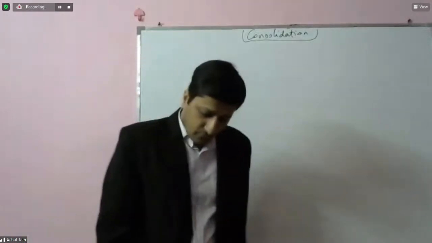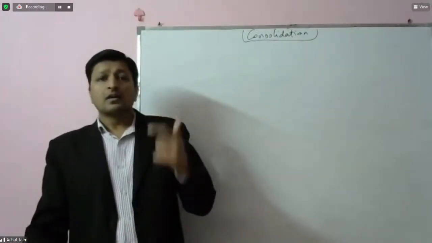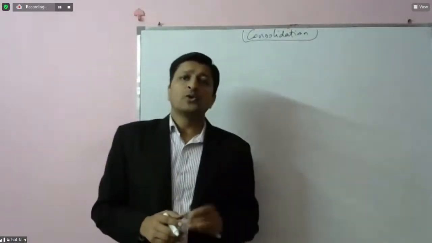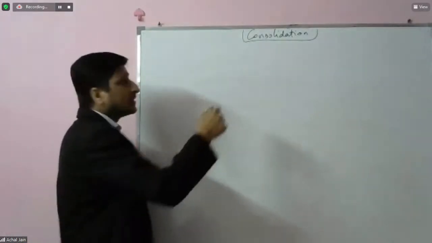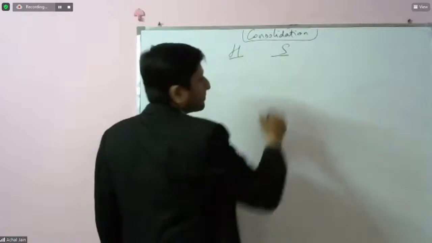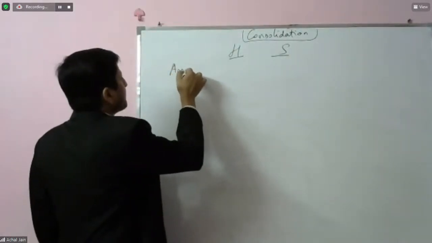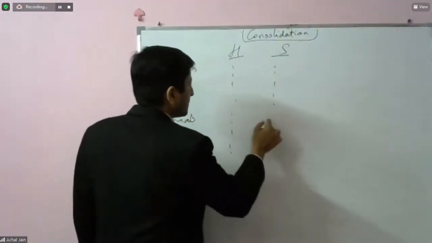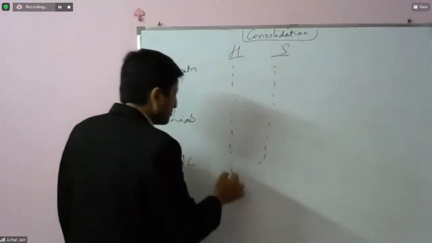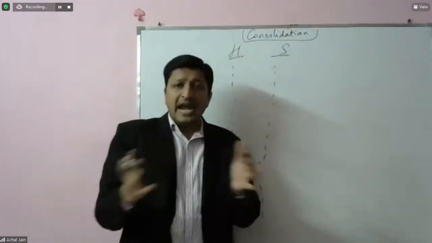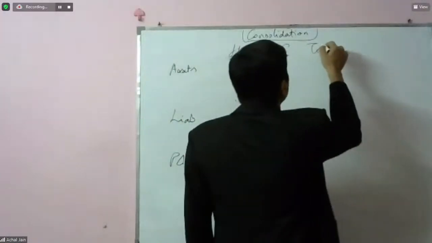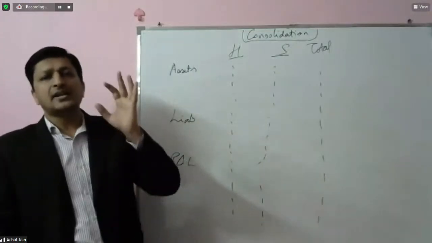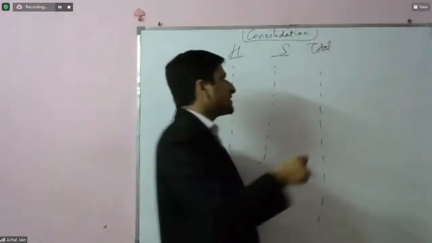For CFS, we have already discussed, and I'm just quickly revising this point: whenever we prepare the CFS, we will do line by line addition. If this is the holding company and this is the subsidiary company, all of its assets, all of its liabilities, all of its items of P&L, each and every line item will be added together. So we'll get the total. This is called line by line addition. And then we make some adjustments.